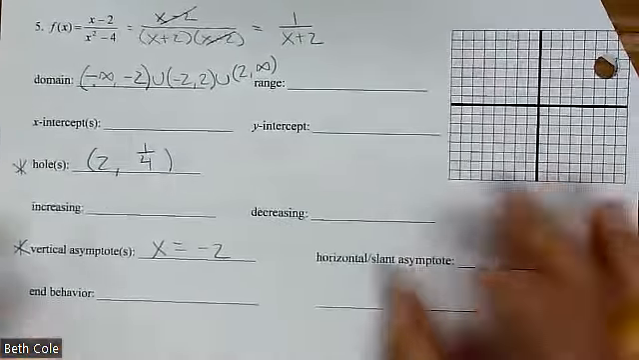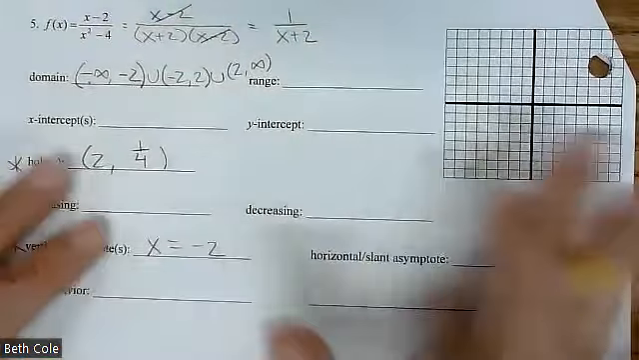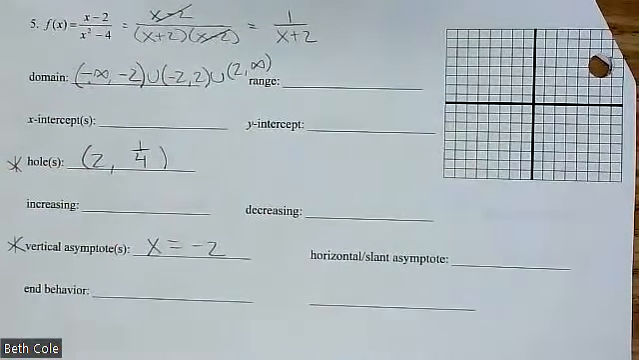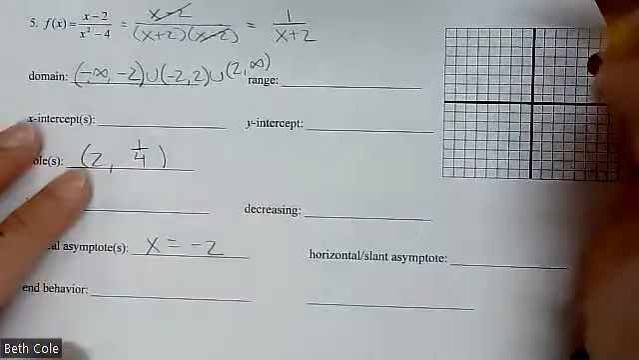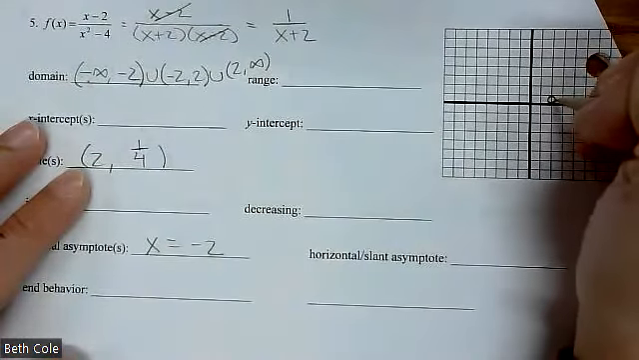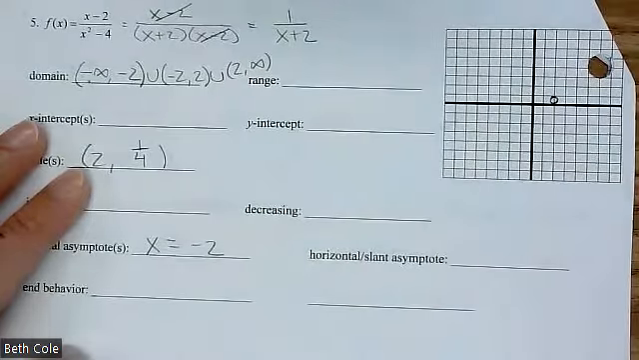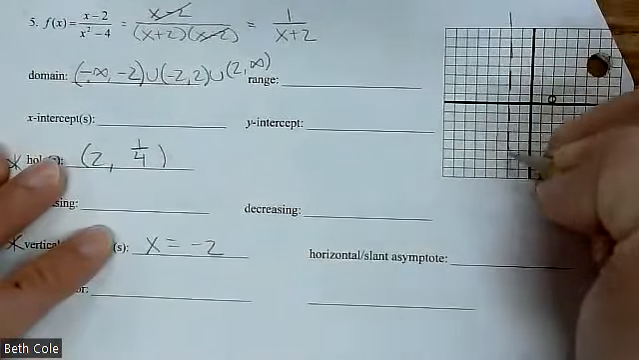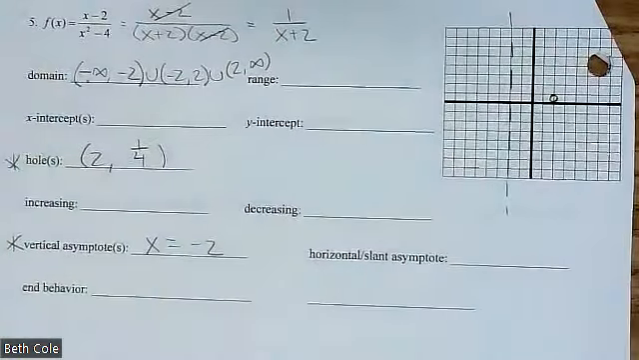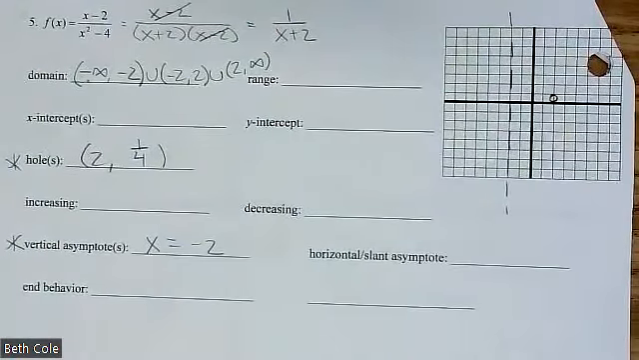Now I like to build the graph as I figure stuff out. So I would go ahead and put those on the grid now instead of trying to do it all at once. You're gonna have a hole, like a little donut, at (2, 1/4), good enough, just close as you can get it. And then the vertical asymptote is at x equals -2. Again, that's my suggestion to you. Don't try to do everything and then put it on the grid all at once. Just put it on as you find it, because then you're not trying to do everything all at once.